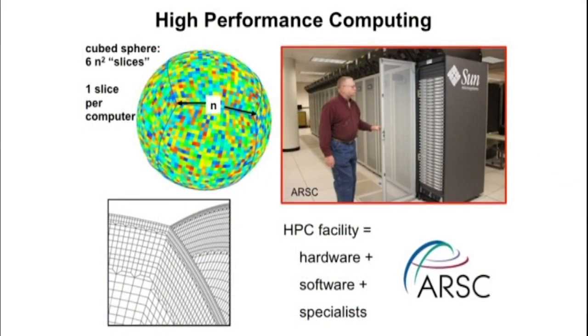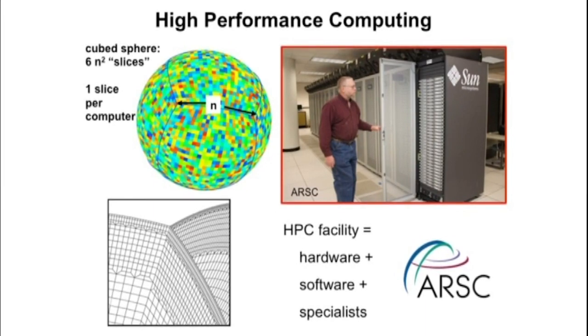Here's an actual example of taking the Earth and chopping it up into many, many slices, thousands of slices, where each one of these little squares represents an individual computer on a massive computer. So here's a supercomputer. This is actually at the Arctic Region Supercomputing Center up on upper campus at UAF. Each one of these racks or blades has a set of, it's like your personal computer is on one of these, or there are 16 of them on each one of these.